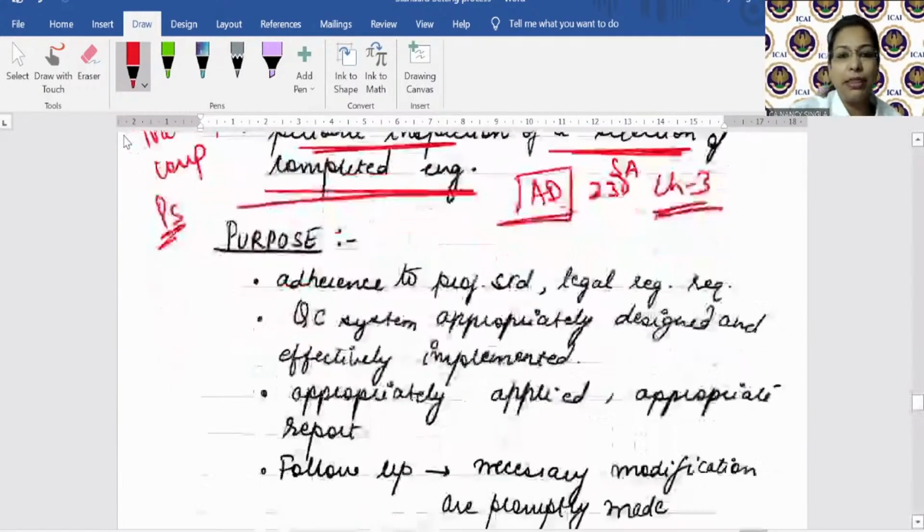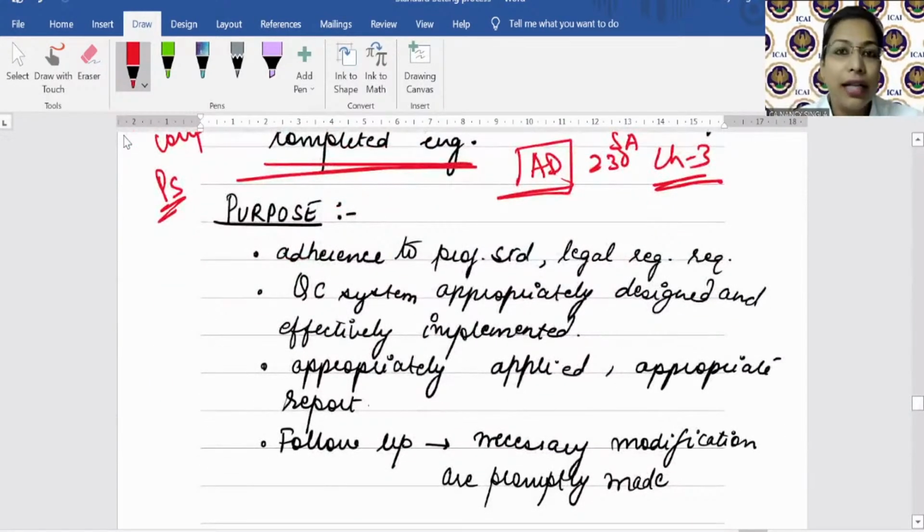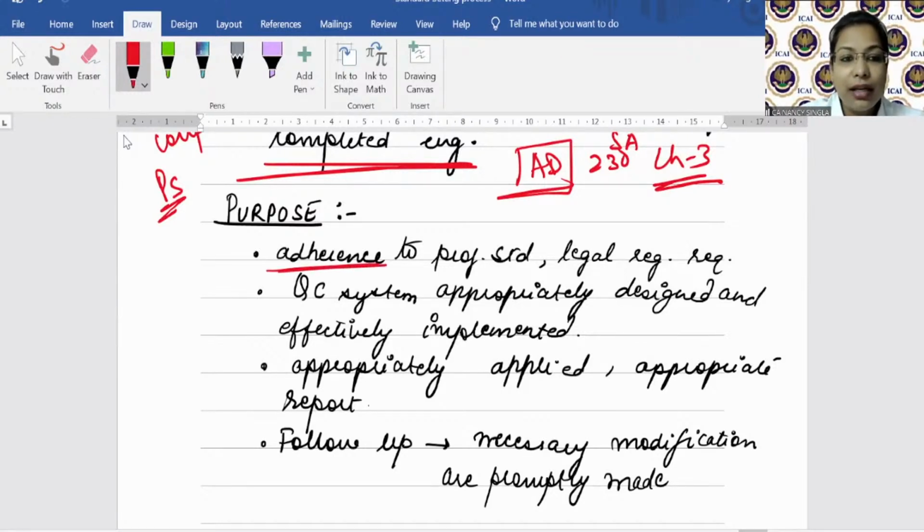Now what is the purpose? If the audit firm is establishing policies and procedures relating to monitoring, अब आप monitor कर रहे हो that whatever policies and procedures are there relating to the quality control, कि वो ठीक है या नहीं, तो उससे क्या होगा? There will be adherence, compliance to professional standards, legal and regulatory requirements, है ना. अब आपको श्योर हो जाओगे कि हाँ ठीक है.